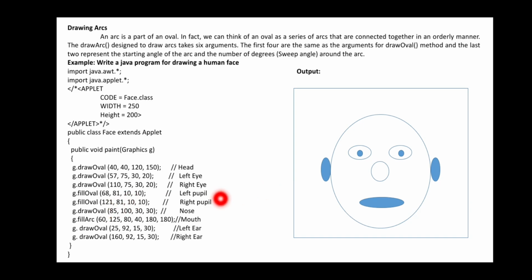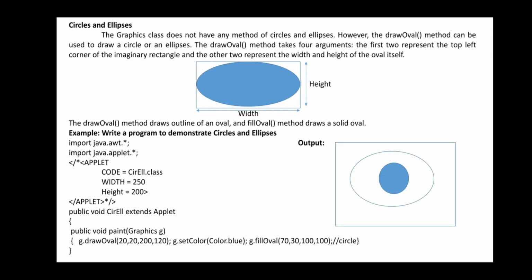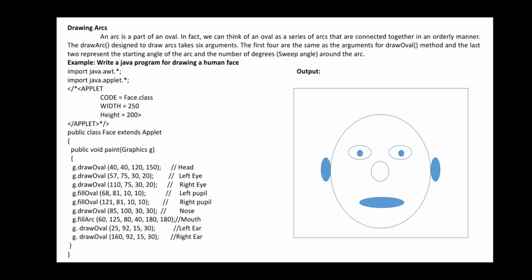Then you are going to draw an arc here. Fill arc 60 125. They are the rectangle shape. Imaginary 80 by 40, what it is going to define, in simple words, we are going to say that is length, width as well as height. 180 by 180 is the degree, that is how much angle it should take for the particular object.